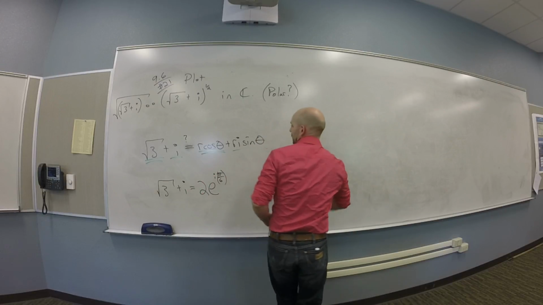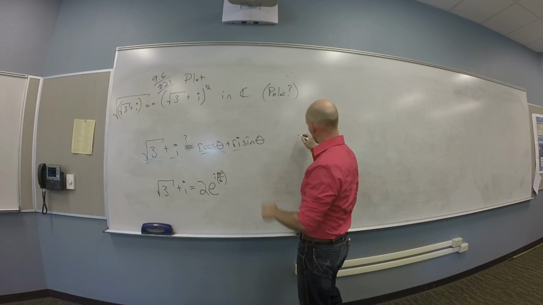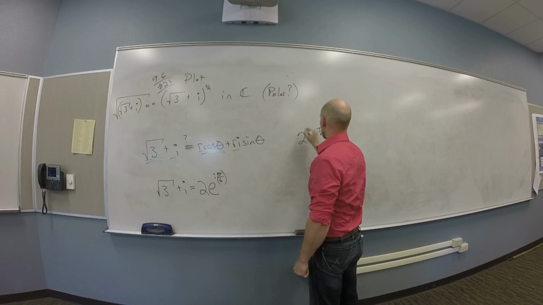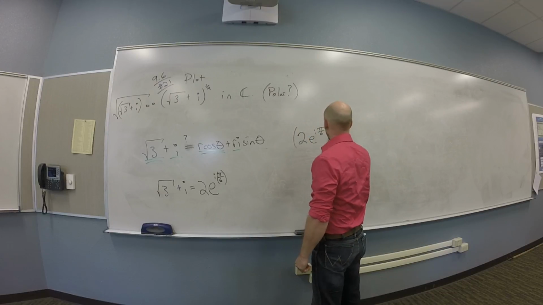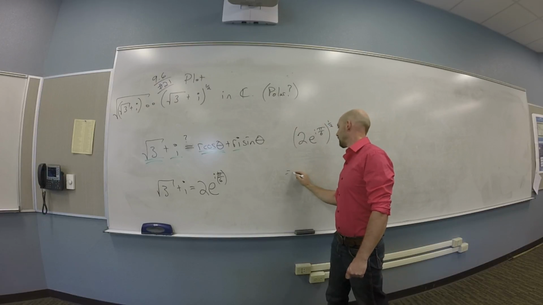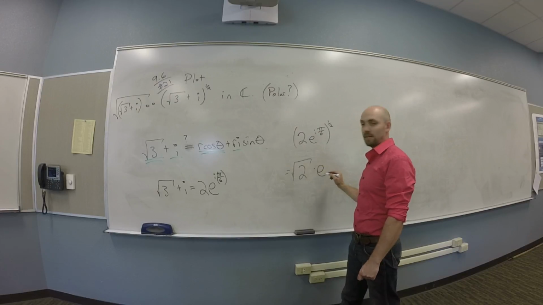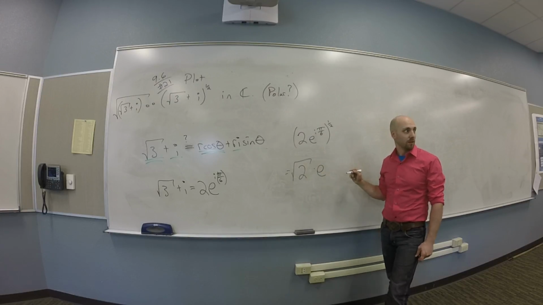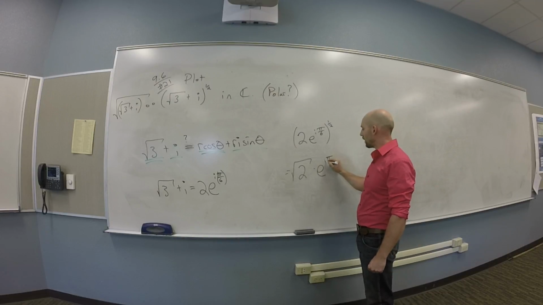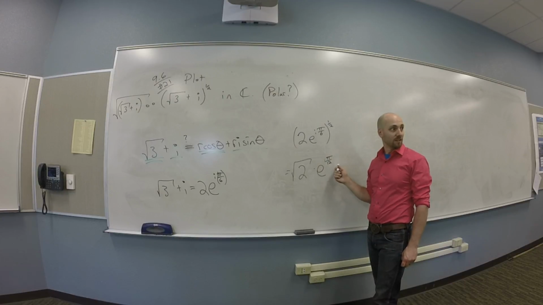And I'm gonna think, okay, so I'm supposed to take this 2e to the i pi over 6 all to the 1/2 power. So I think I got the square root of 2 times e to the i pi over 12. There's your 15 degrees, right?